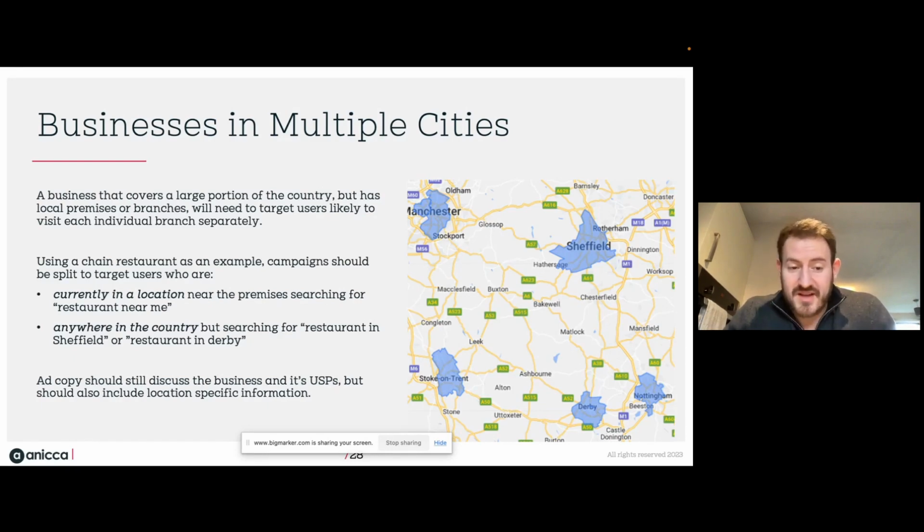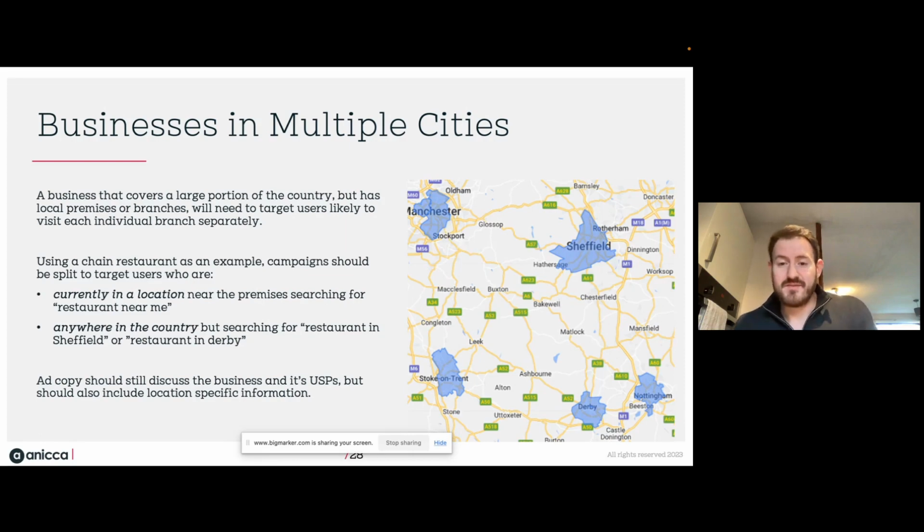Or you also need to target people who are anywhere in the country, but searching for restaurant in Sheffield or restaurant in Derby. You want to make sure that you are encompassing, as mentioned, both types of user, whether they are in the location that you currently service or are looking to visit that location at some point. For example, myself, if I was going to have a weekend away in Manchester, I might want to search for best restaurants in Manchester or restaurant in Manchester or something like that. Start to build an idea of which restaurants are the best in the local area.